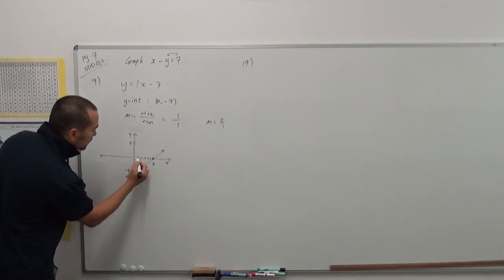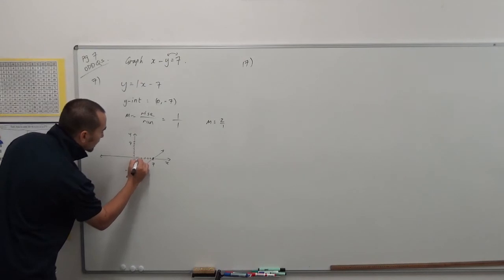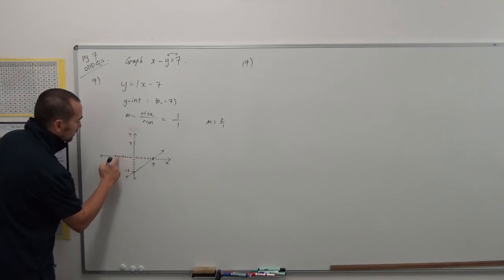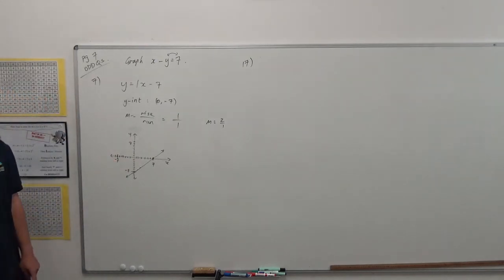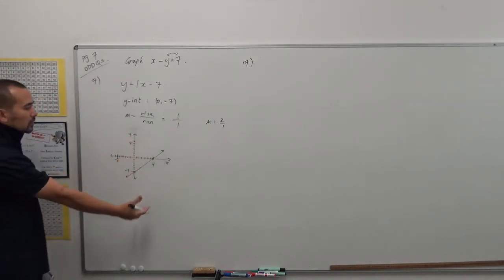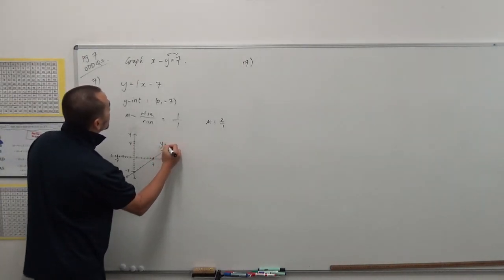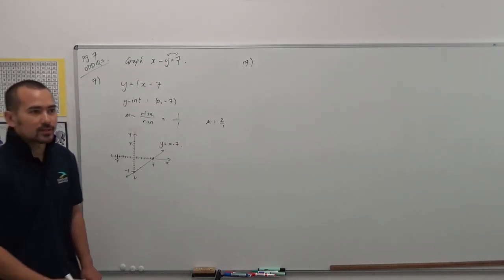So let me just check. 1, 2, 3, 4, 5, 6. My scale is off by a tiny bit. There we go. So I could go this way in 7s as well. Okay, everyone happy with that? Now, really, your graph should be labeled with the equation as well. So this is y is equal to x take 7. Alright, so that concludes question 7.